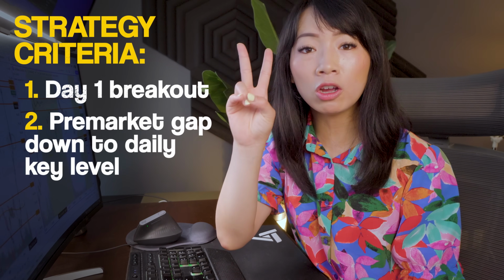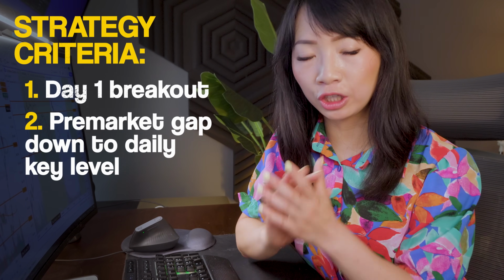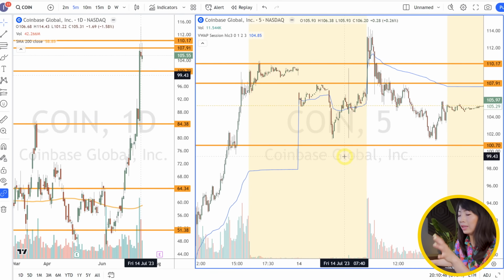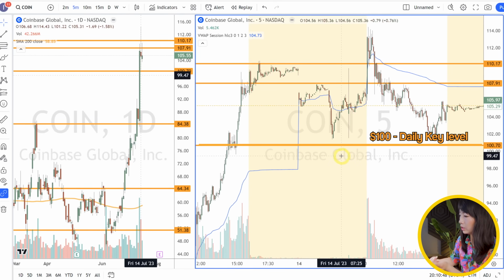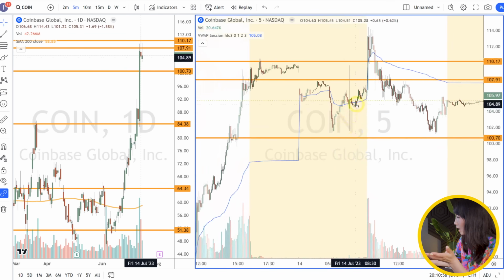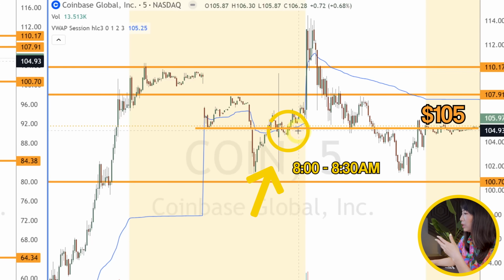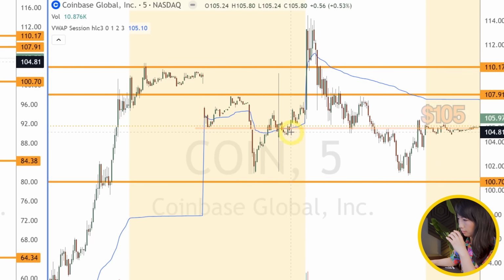Now that the 2 technical criteria are met, you want to start timing your entries and all your executions. In the ideal world, you want to be using this daily key level 100 as your ideal risk and entry area. But obviously that's not going to work in this case, because by the time we all wake up, usually around 8 or 8:30, the stock is already trading around 105s. So in this case, you want to be flexible.